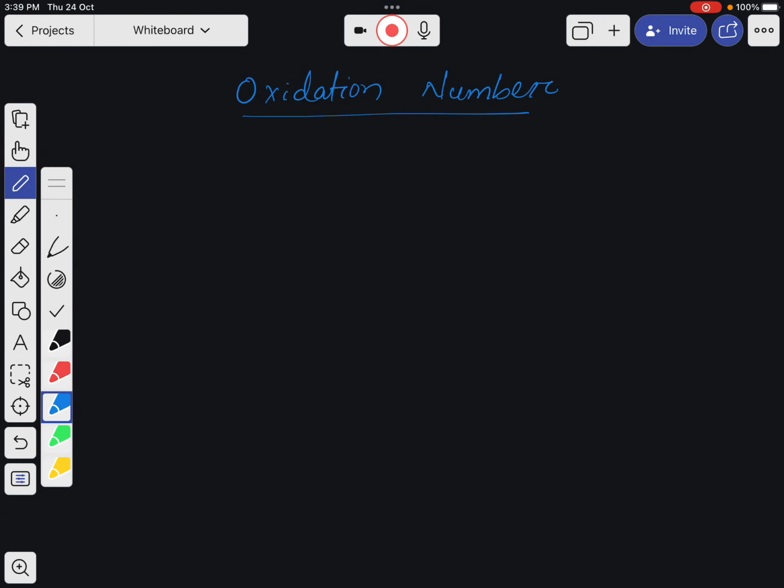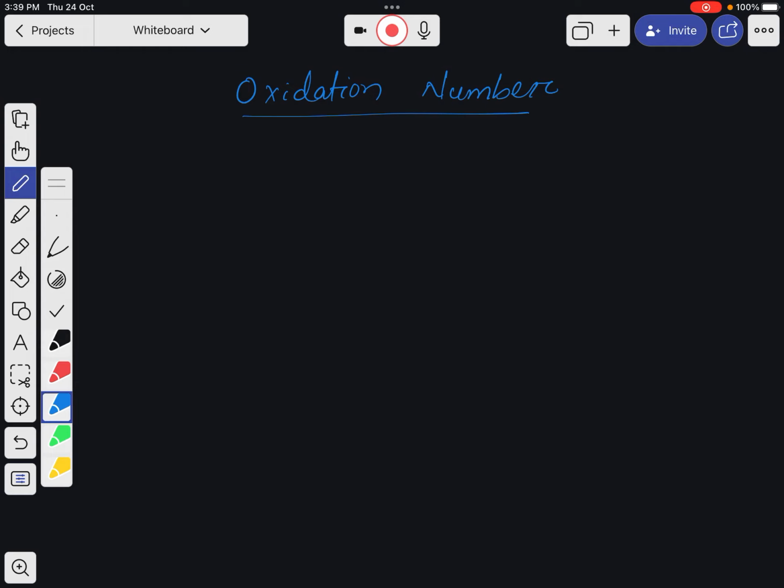Next content is oxidation number. Oxidation number helps to determine whether an oxidation or reduction reaction takes place. What is oxidation number? Oxidation number gives an idea of how many electrons are lost or gained by an element.